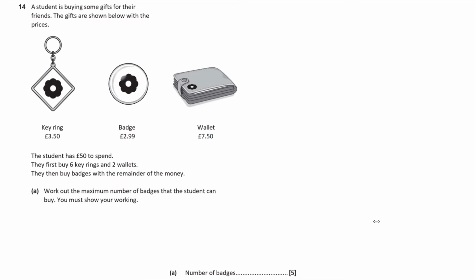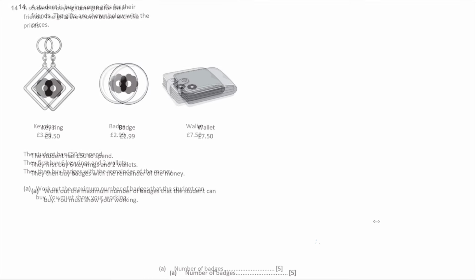Question 14, a student is buying some gifts for their friends. The gifts are shown below with the prices. So a keyring is £3.50, a badge is £2.99, a wallet is £7.50. The student has £50 to spend. They first buy 6 keyrings and 2 wallets. They then buy badges with the remainder of the money. Work out the maximum number of badges that the student can buy. You must show your working.